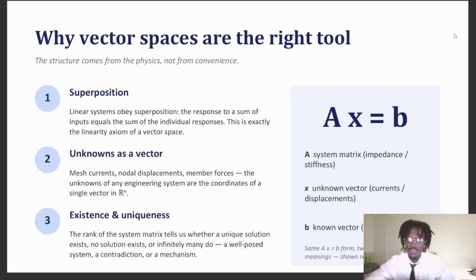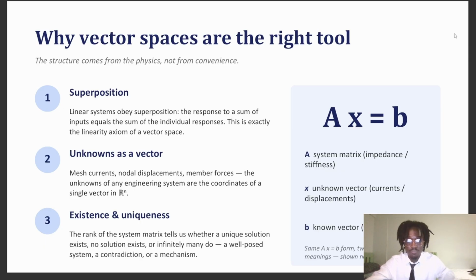First we're going to talk about how these systems obey linearity. In linear systems, the response to a sum of inputs is equal to the sum of its individual responses. This is exactly the linearity axiom of a vector space. The unknowns of the vector, whether mesh currents or nodal displacements, as I said before, are the coordinates of a single vector in Rn.